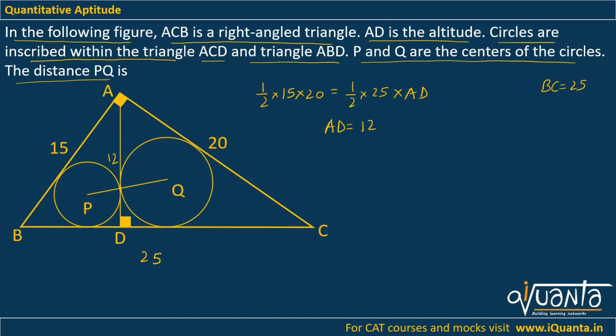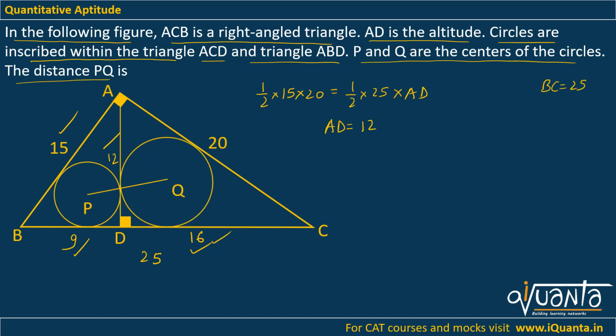We can see that ADC is a right angle triangle, so you can find the length of DC using Pythagoras theorem. In triangle ADC it would be equal to 16. Okay, so if DC is 16, BD would be equal to 9. So we can see that 15, 12, 9 is also a Pythagorean triplet. So now we have all the sides of triangles ABD and ADC.